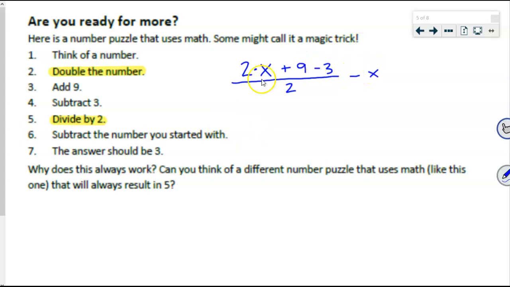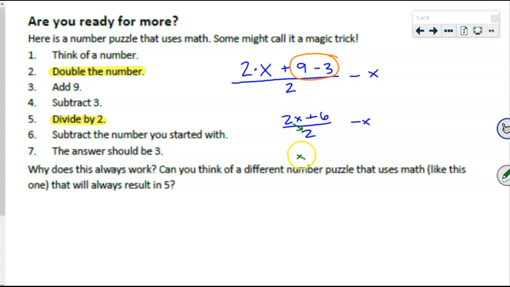So let's start simplifying all of this. Do you see these like terms right here that we can combine? What's 9 minus 3? All right, so this can simplify to 2x plus 6, which is all then divided by 2, and then we subtract x. This is the same as saying 2x can be divided by 2 and also 6 can be divided by 2. What's 2x divided by 2?